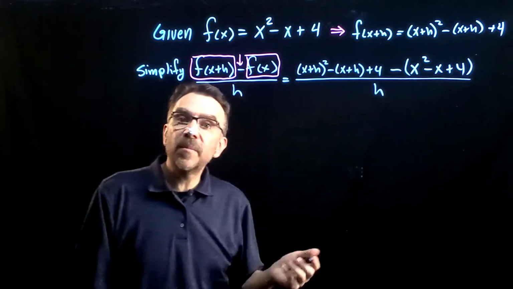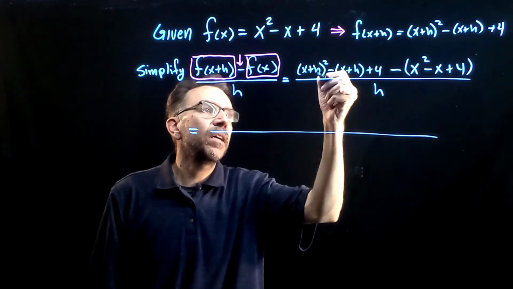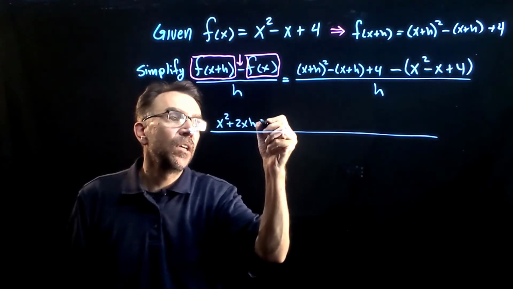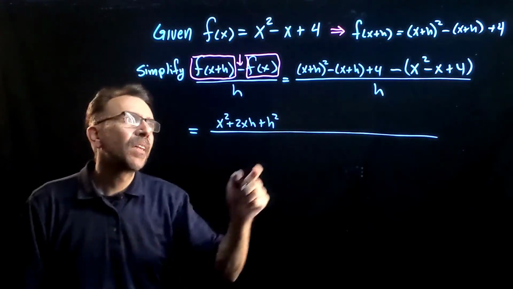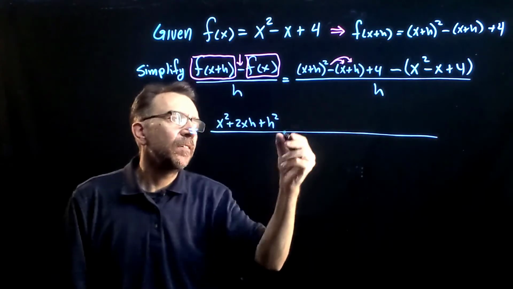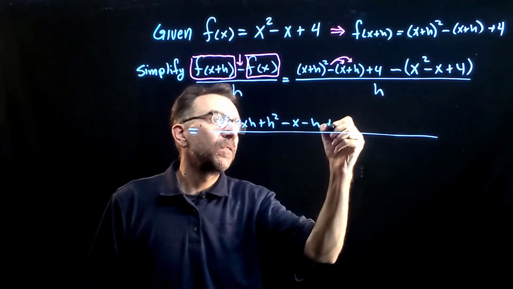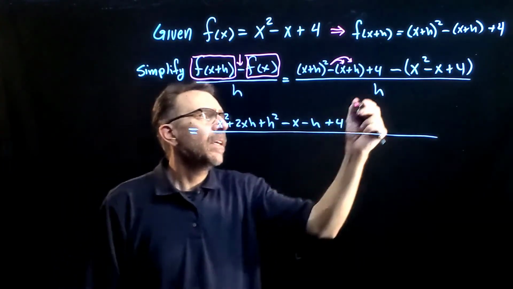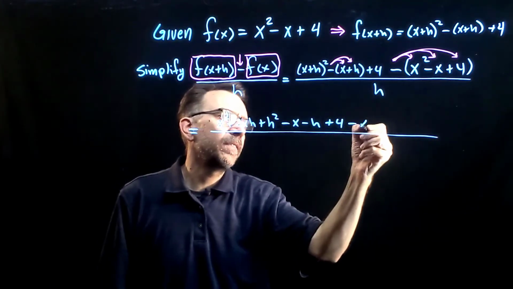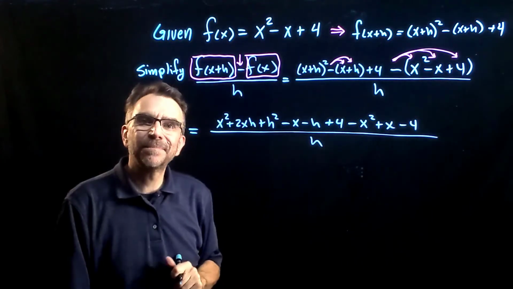Okay, so from here, it's just a matter of simplifying. So what I'm going to do is multiply out x plus h squared. When I do that, I'll get x squared plus 2xh plus h squared. And then here, I'll have to distribute this negative, leaving me with negative x minus h. And then here we have a plus 4. And then here I'll go ahead and distribute this negative as well. Apply the distributive property, and I have negative x squared plus x minus 4, all over h.